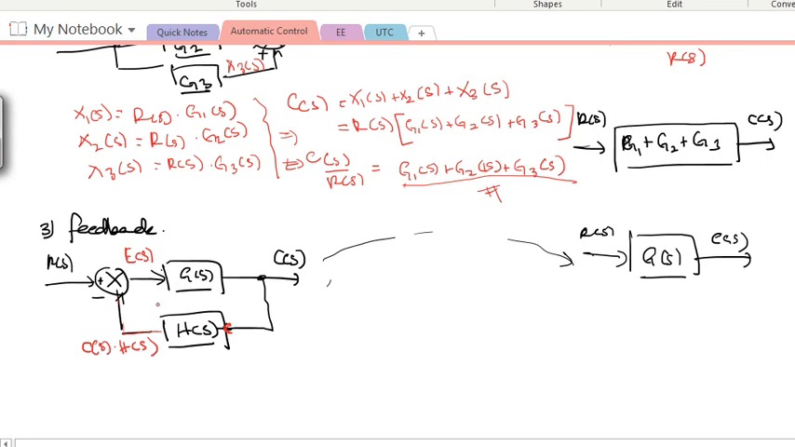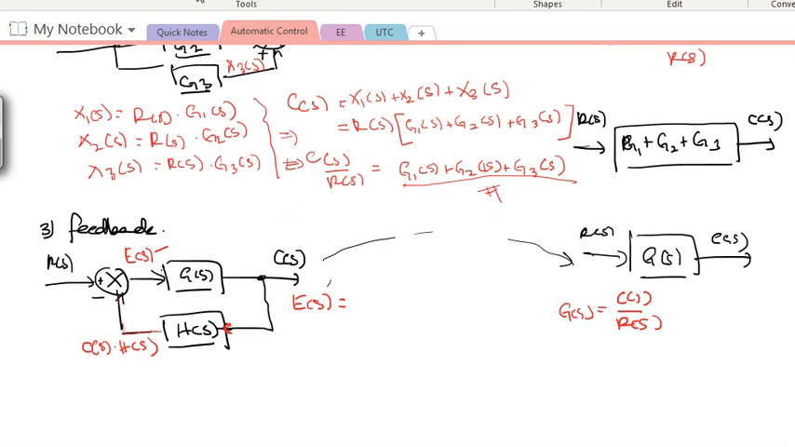Now we have to identify what they are equal to and try to write the function CS over RS to find basically GS, right? So let's write what ES equals to. ES equals RS minus CSHS, right? You can see that, right? ES is the output of the summing junction, and in the summing junction, what we do is RS minus CSHS. Why is it CSHS here? Because in the input of HS, we have the output signal of CS.